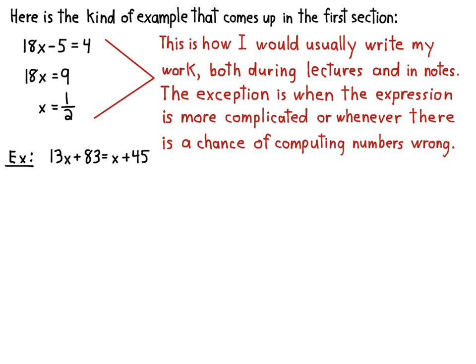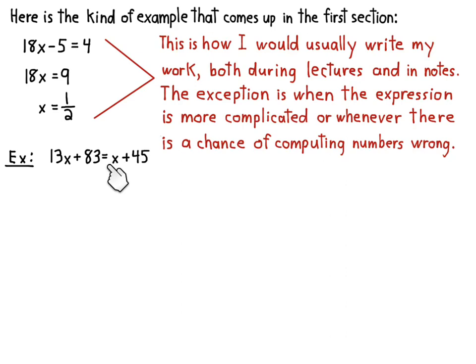Now, first of all, I need to get the two x's together on one side of the equation and the two constants on the other side of the equation. Now, I could have the x's on the right or the left. Either one's fine. But I prefer having a positive coefficient on my x. The coefficient here is 13. The coefficient here is 1. So if I use the larger coefficient and move the other one, so I'm going to move the x to the left, then I'll get a positive coefficient in the result.